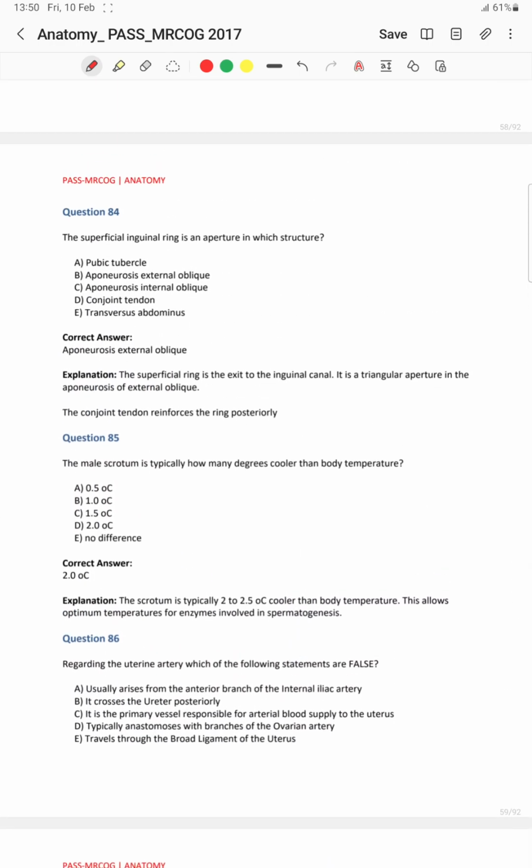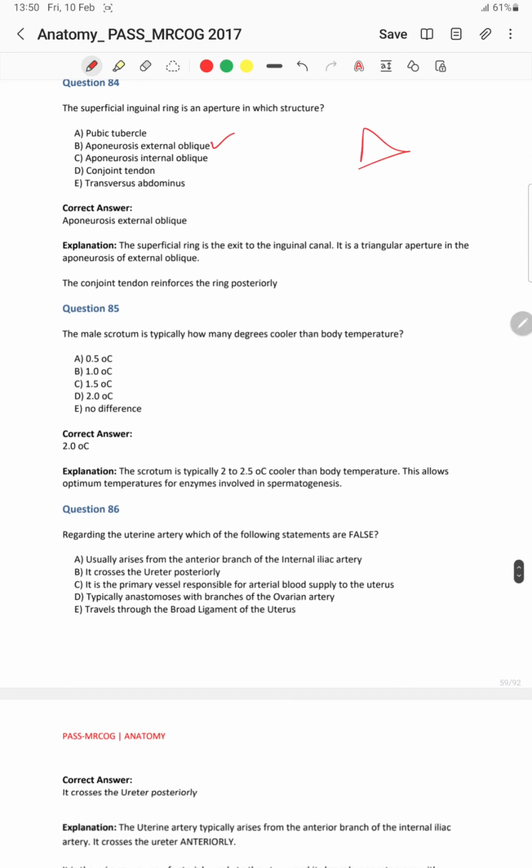The superficial inguinal ring: it is an aperture in which structure? The superficial ring is the exit of the inguinal canal, and it is a triangular aperture in the aponeurosis of the external oblique muscle, and the conjoint tendon reinforces the ring posteriorly.